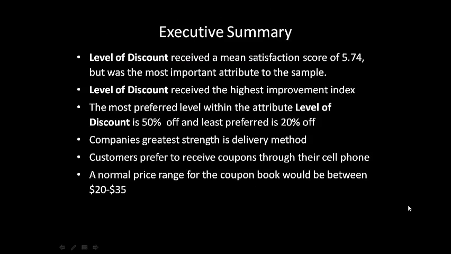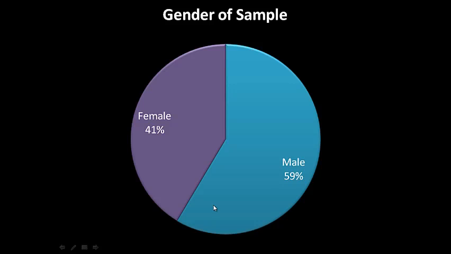And as you can see, here's the executive summary of some of the key points that we will cover more in depth throughout this analysis. One of the running themes is level of discount, and that's going to be very important to pay attention to throughout this presentation.